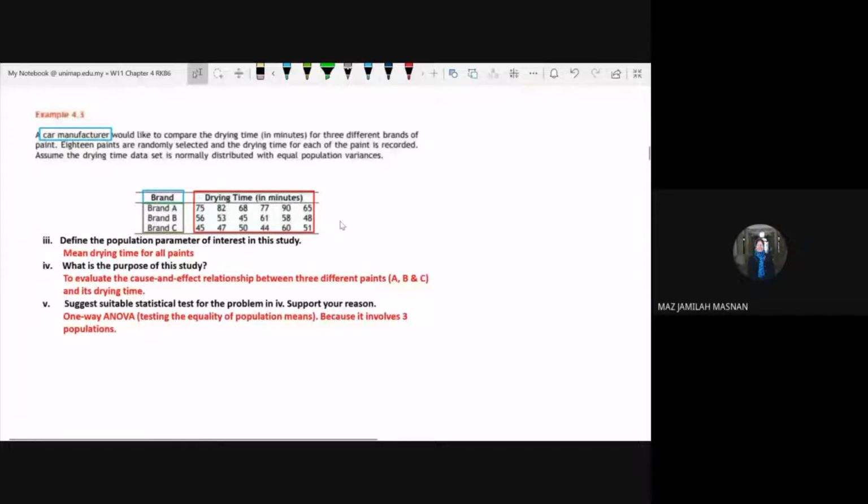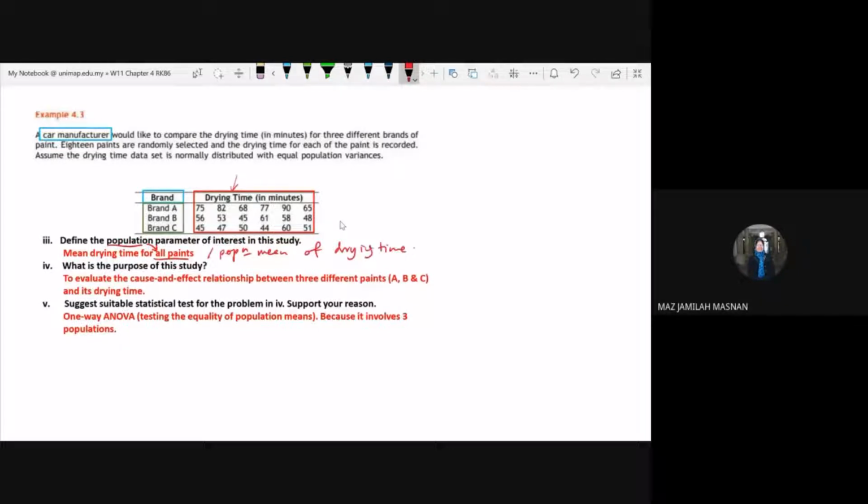The mean drying time for all paint will be the population parameter. So what would the population be defined as? All pins reflect your population. Okay, so that will be your keyword for population, and we are looking at the drying time. Okay, so that's why the population parameter is the mean drying time for all pins, or the population mean of drying time. You can say it that way. Okay, population mean of drying time, that also can.